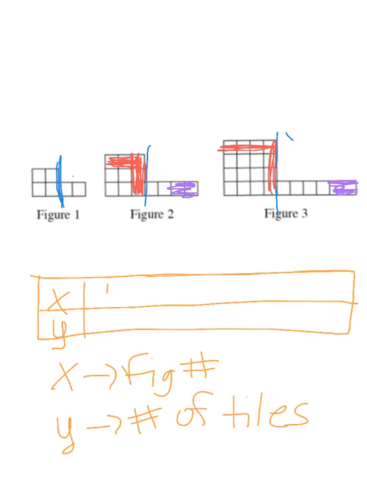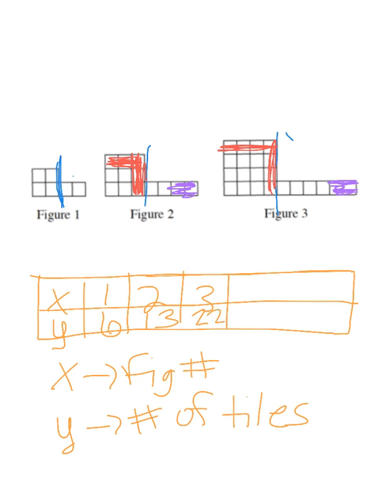So for example, figure 1 has 6 tiles, figure 2 has 13, and then figure 3 is a 4 by 4, so that's 12, and then I add 6. So my number is going to be 22.